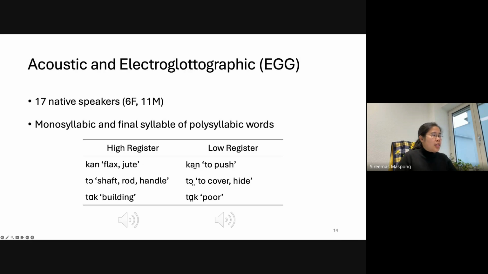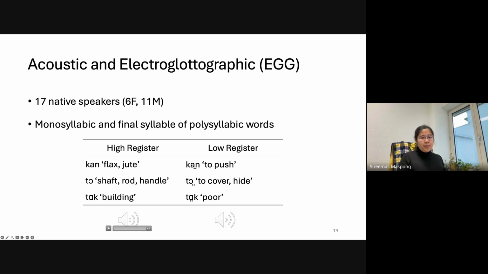So coming to our study, we have done acoustic and electroglottographic, or EGG, data collection from 17 native speakers of Mon. These are Burma Mon speakers from Burma. The words are monosyllabic and final syllables of polysyllabic words, embedded in a sentence to make it slightly more natural. And here are examples of the word lists. We tried to have word lists that contain minimal pairs or near minimal pairs in most cases.